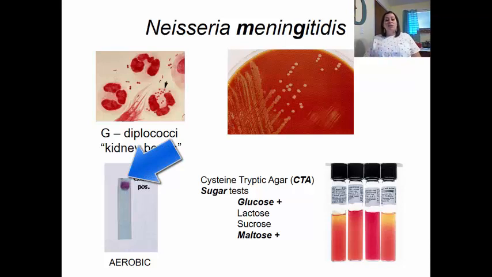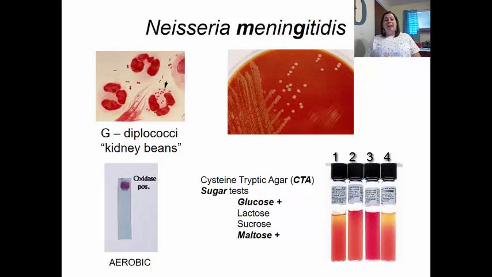And then we can also do what we call the cysteine tryptic agar test, or the CTA. This is a type of sugar test. Okay, what we do is we take these different broths, and they have different types of sugars present. Okay, we see that there's glucose in the first one, the second one has lactose, the third has sucrose, and the last one has maltose.